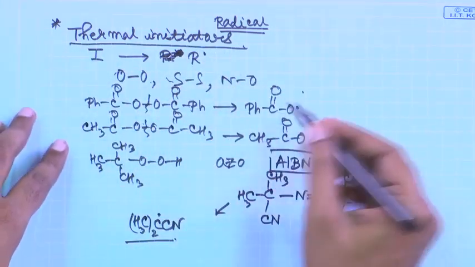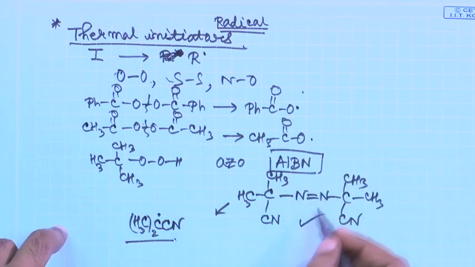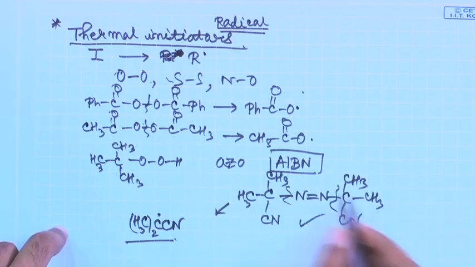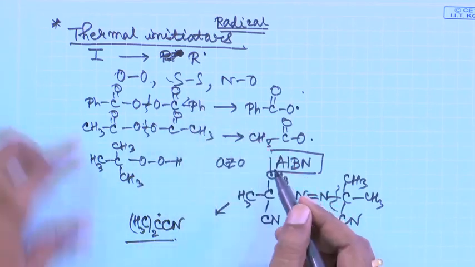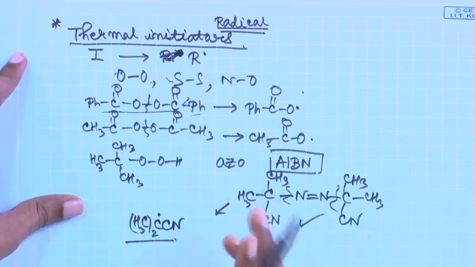So, typically the temperatures might vary, say 60 to 70 degrees you might have to heat for AIBN in order to have a dissociation of these bonds, or for some other systems you may have to heat to 120, 130 degrees Celsius, that depends on the choice, the type of initiator that you are using.